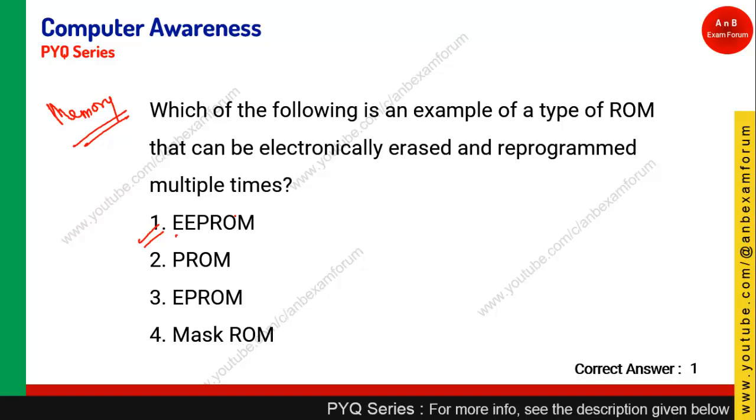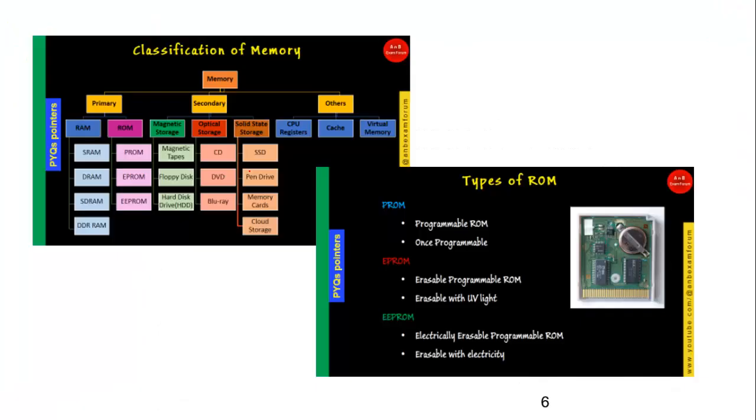This is very simple. The question itself says electronically erase and reprogram multiple times, so if you know the full form, you can correlate your answer with this question. Since it is very important, we have made a chapter in the theory portion where we have discussed everything from primary memory to secondary memory to some other memories. We have seen the various previous year pointers on types of ROM like PROM, EPROM and EEPROM, and what exactly the difference is. This is in our theory playlist. If you have time, you can watch it and brush up your knowledge.